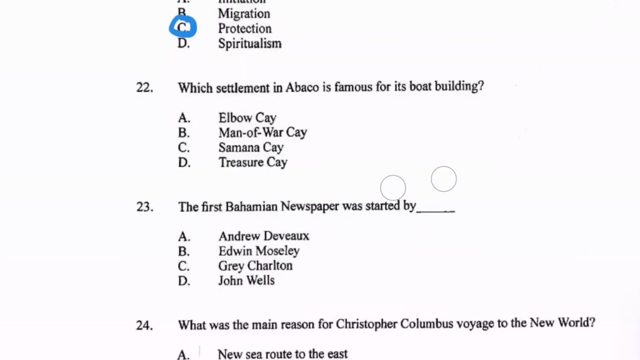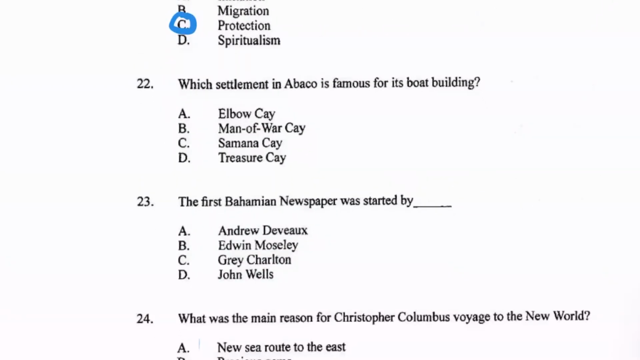And number 22, which settlement in Abaco is famous for its boat building? Elbow Cay, Man-O-War Cay, Samana Cay, or Treasure Cay? Okay, we're getting Man-O-War Cay, and some people are saying Treasure Cay. All right, so it's actually Man-O-War Cay. They're very famous for their boat building. It's not Treasure Cay. Treasure Cay is more of a kind of a real estate development area.